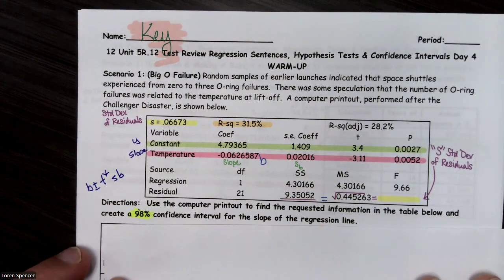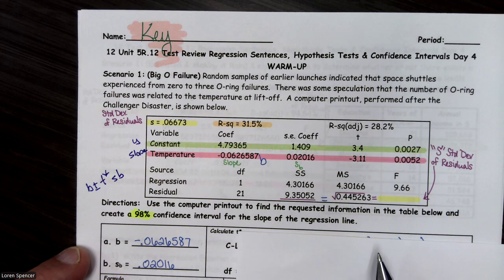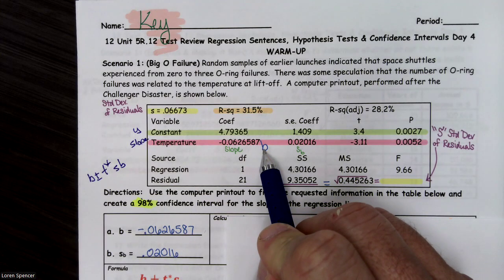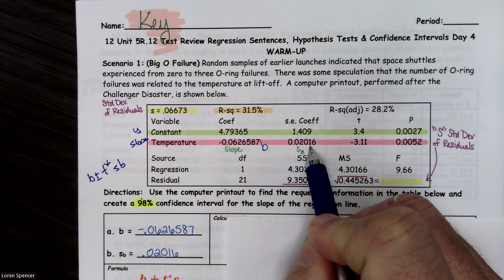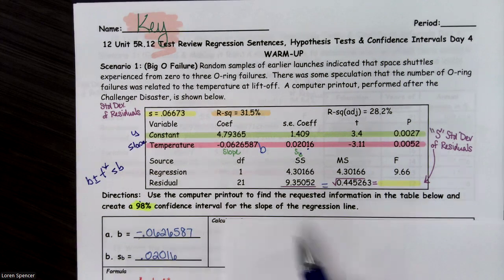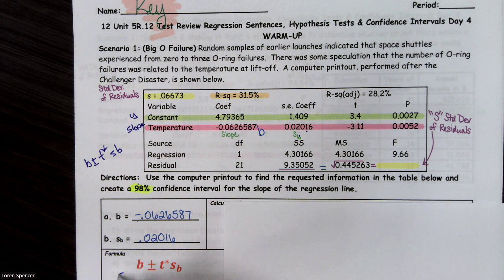Well, we're going to need to identify our slope, and we're also going to go ahead and take the time to identify our SB. Okay, our slope is right here. Standard error of the slope is right here. So there's our B and our SB. Once again, please make sure that you have written that as a negative slope. And there's the formula that we talked about, where B is slope and SB is standard error of the slope.